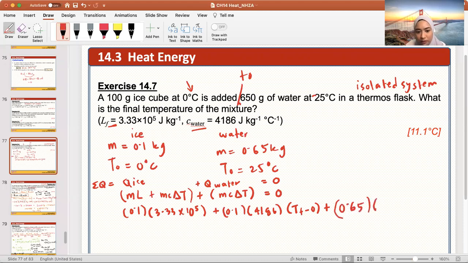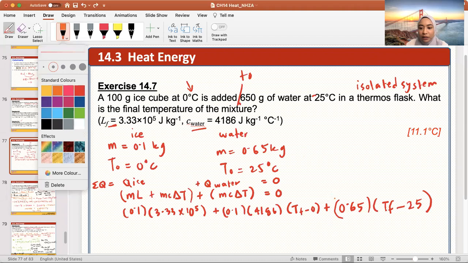0.65. T final is the temperature that reaches equilibrium. We are assuming the water becomes cooler because of the ice, but we don't know. And then T initial is 25. So this will give me this whole thing.